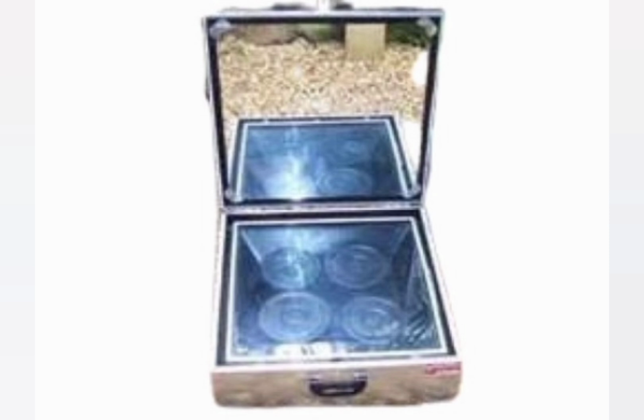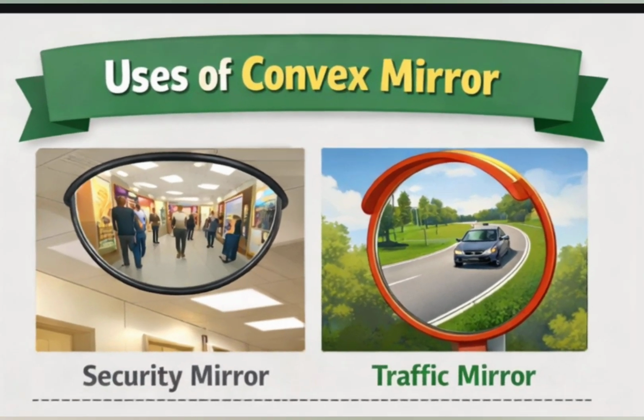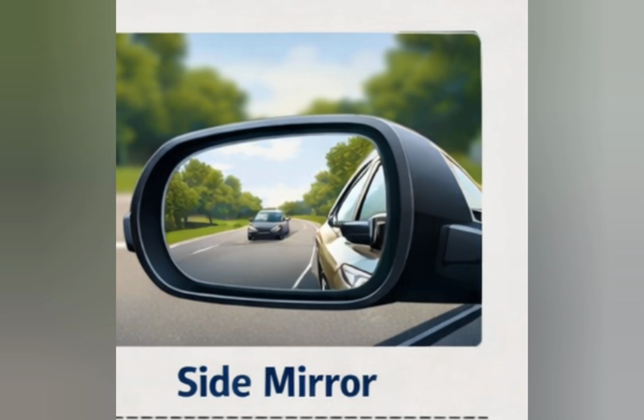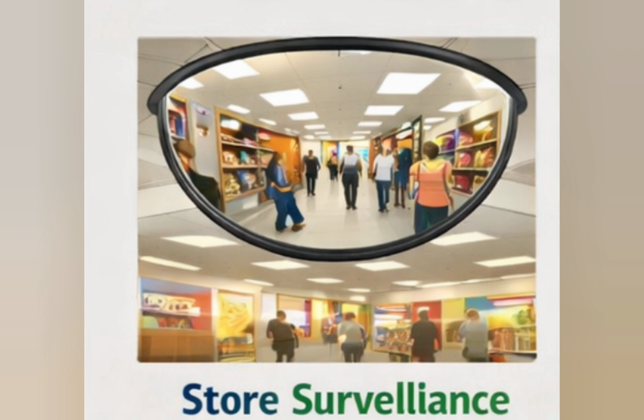Next, what are the uses of convex mirror? Convex mirrors are used where we need a wide field of view. They are used as rear view mirrors in vehicles. The side mirrors are convex because they show a larger area. One more use: they are used as security mirrors in jewelry shops, shopping malls and on roads. These are the uses of concave mirror and convex mirror.